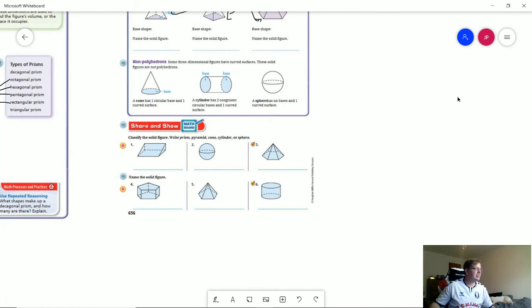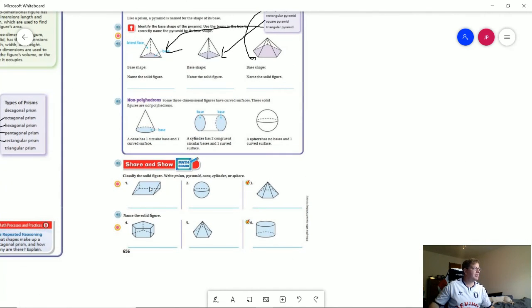So to look at these really quickly, this one is going to be a pyramid because we only have one base. So we would have a rectangular pyramid here. This one would be a sphere. This one would definitely be a pyramid. And it looks like we have 1, 2, 3, 4, 5, 6 sides. So that would be a hexagonal pyramid.